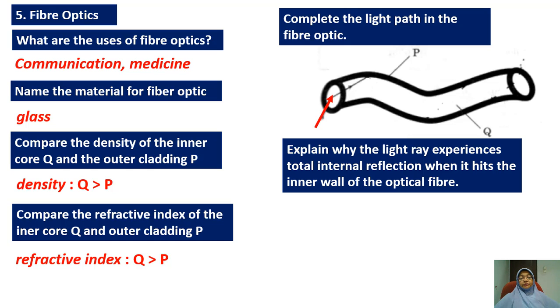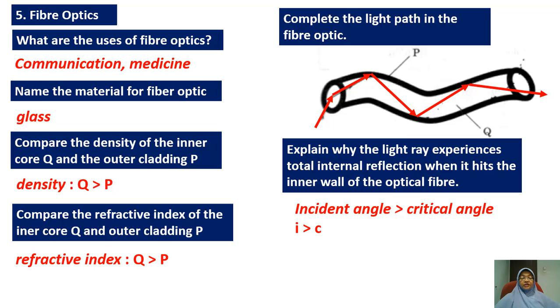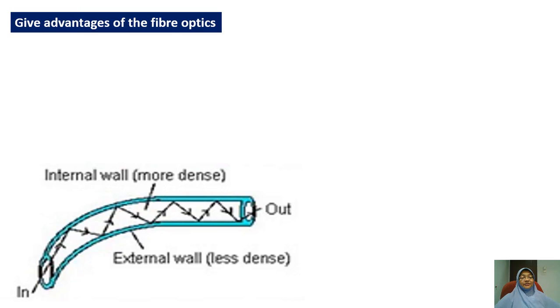Okay, complete the wave path. Like this. That's why it is a very fast way to send a signal from one point to another. Explain why the light ray experiences total internal reflection when it hits the inner wall of the optical fiber: because the incident angle is larger than the critical angle. Very easy answer.